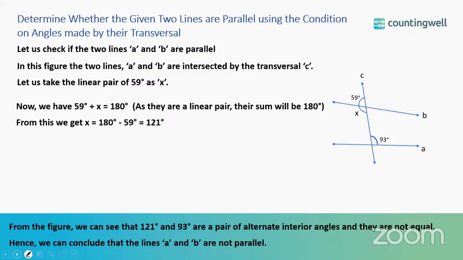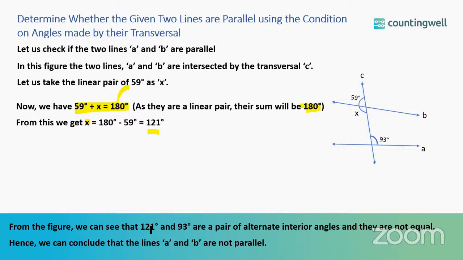What are we going to do next? We must have 59 degrees plus X degrees is equal to 180 degrees. As they are a linear pair of angles, what will be their sum? Their sum should be 180 degrees. So what is the value of X? We subtract 180 degrees minus 59 degrees, so we have 121 degrees.